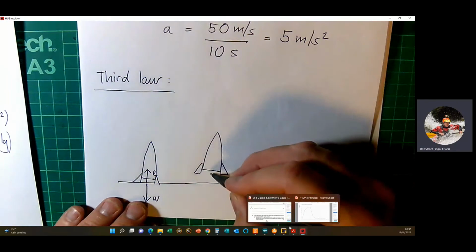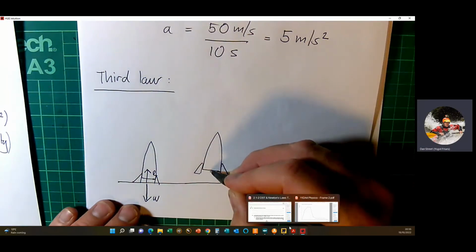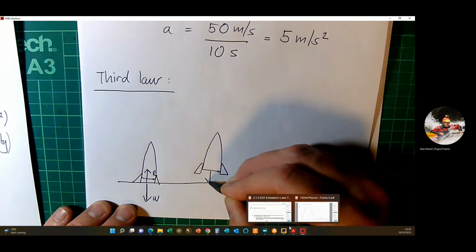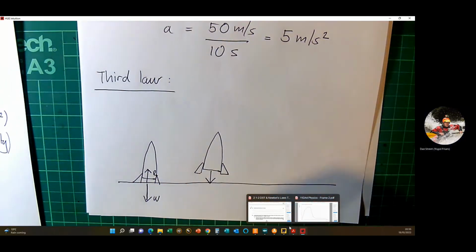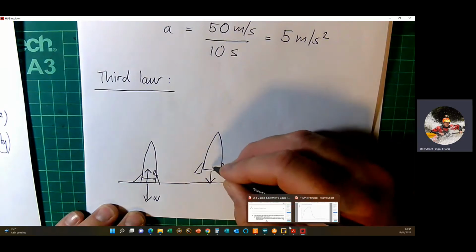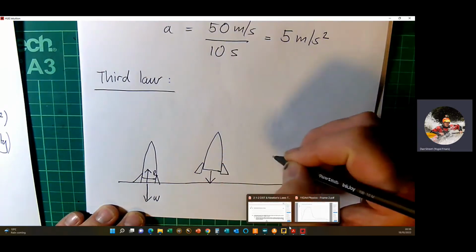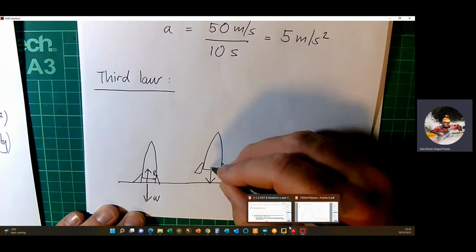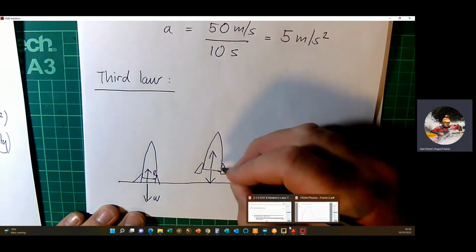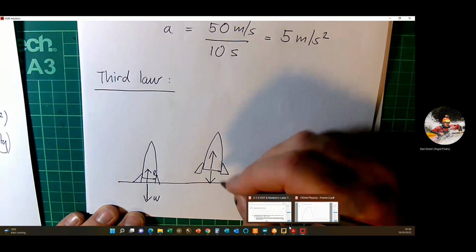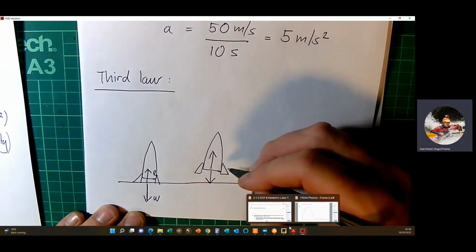the gases leaving the back end of the rocket exert force in that direction, and the opposite and equal reaction is that the rocket starts to move in that direction. So the thrust of the rocket is in the opposite direction.